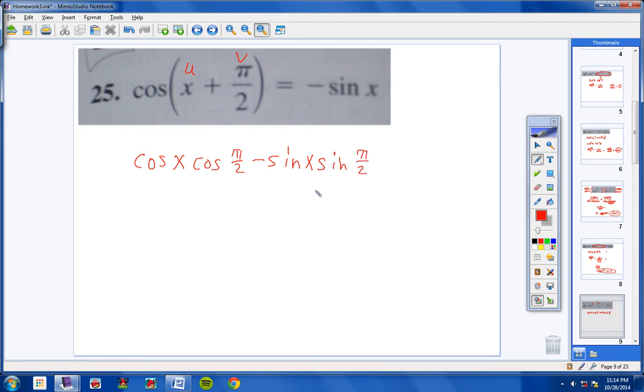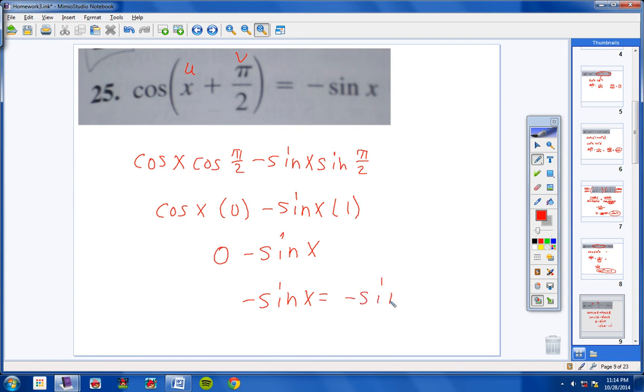Okay, so there we go. Now, cosine of pi over 2 is 0. So now I have cosine x times 0. And here I have negative sine x. Now sine of pi over 2 is 1. So times 1. Well, students, cosine anything times 0 is 0. Negative sine times 1 is negative sine x. So 0 minus sine is negative sine x equals negative sine x. Okay? All right, moving on to number 27.